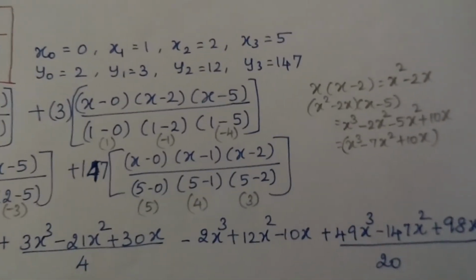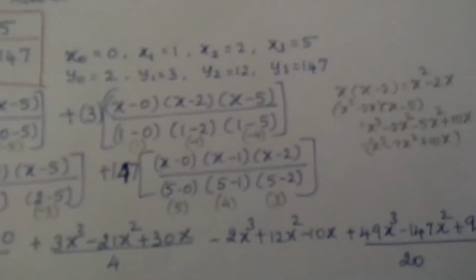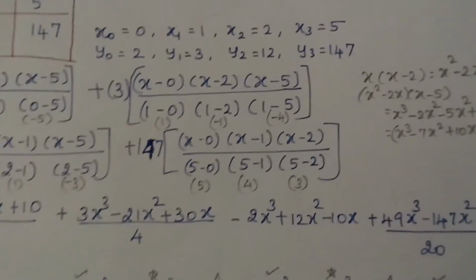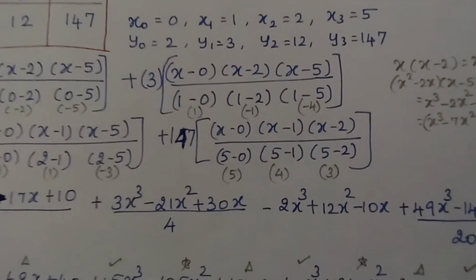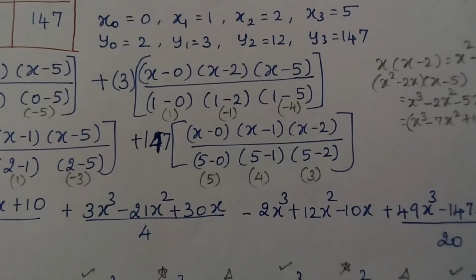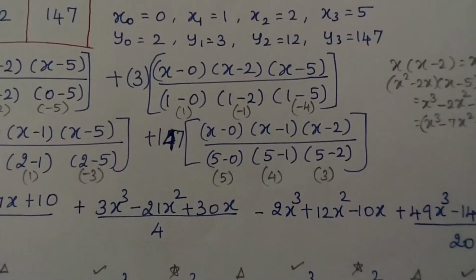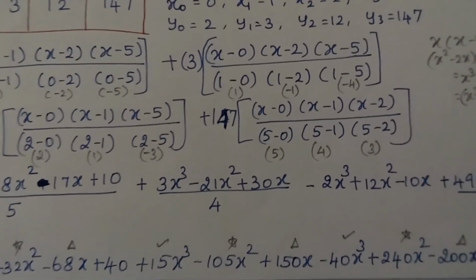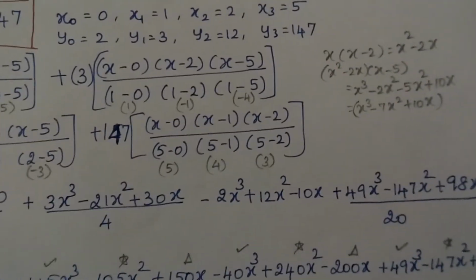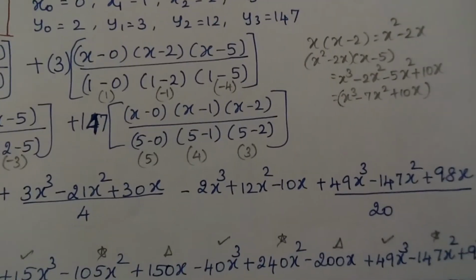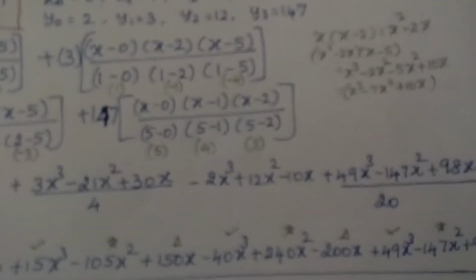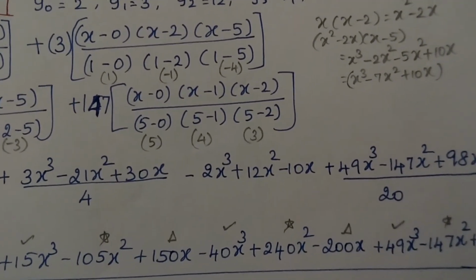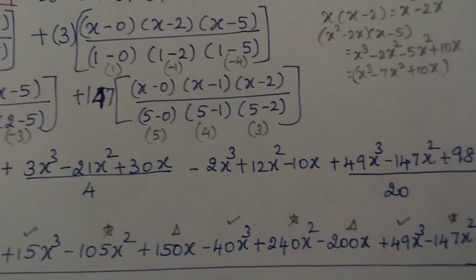Okay, I have multiplied the numerator. Now what is the denominator? 1 minus 0, 1 minus 2, 1 minus 5. That is 1 into minus 1 into minus 4. If I multiply, I will be getting positive 4. So the numerator is 3 and the constant value is plus 4, 3 by 4. That is what I have to multiply the numerator with. So it is 3x cube minus 7 3s are 21, so I have written here minus 21x squared, 3 into 10 is 30x, divided by 4.